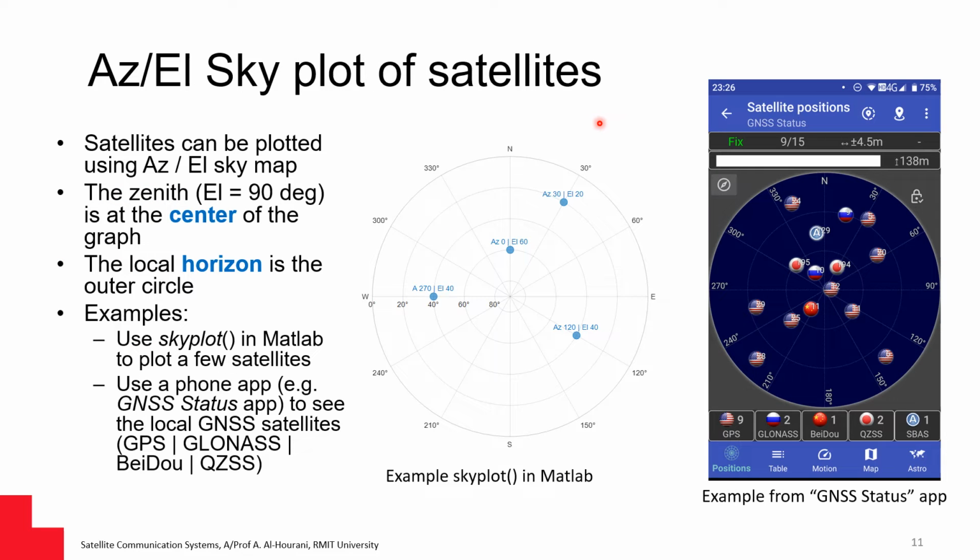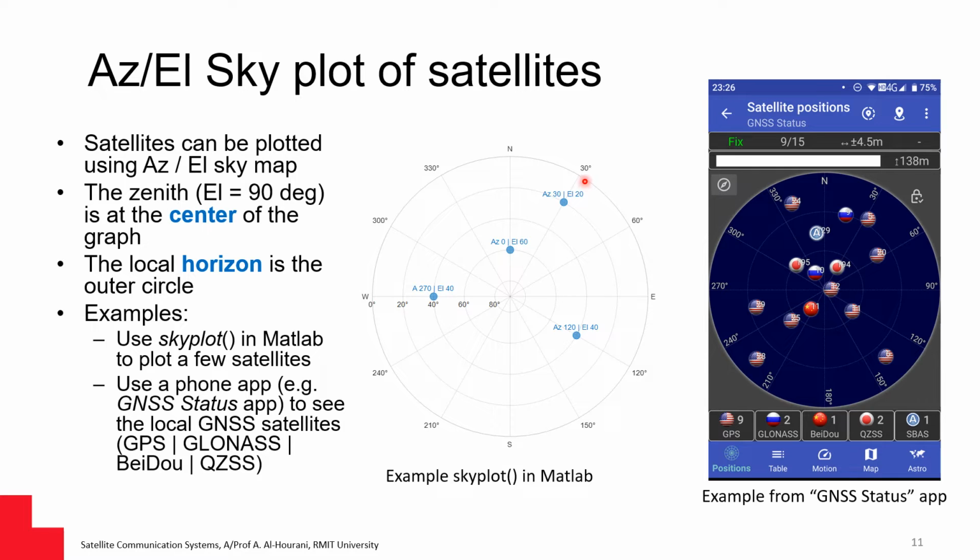One way to show the positions of satellites with respect to a ground user is a sky plot. What is a sky plot? In the sky plot, you are sitting at the center of this plot. Let's say we have a satellite at this particular point. It shows here that our azimuth is 30 degrees. You see here, this point, 30 degrees. And our elevation is 20 degrees.